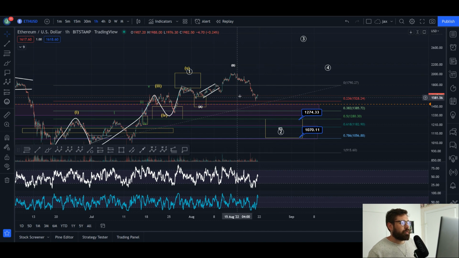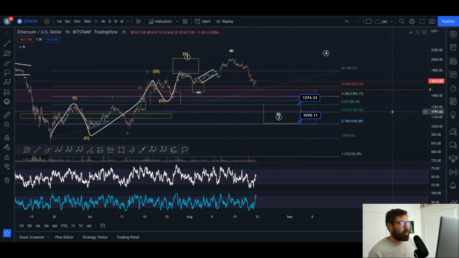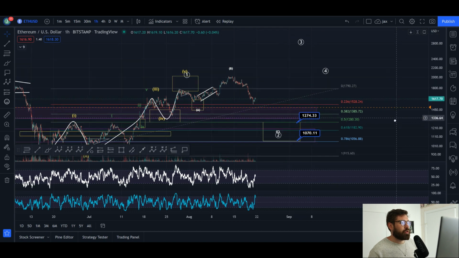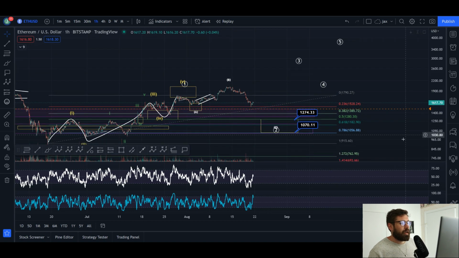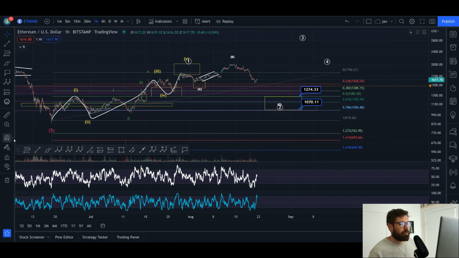But as of right now, I do think you're at least going to come down to this yellow box. I'm sure there'll be some bounces along the way, but I do think there's one more wave down. The bullish scenario, we bounce from this yellow box and we put in a huge wave 3 to the upside, which would confirm that the bottom is in for Ethereum. But I don't think it's a likely scenario.